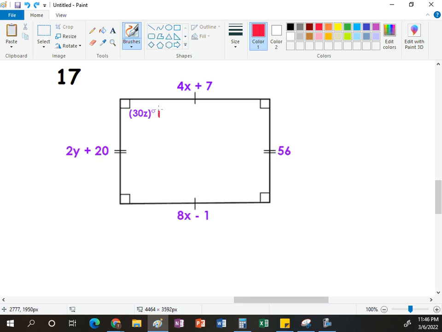The one that's a little bit trickier here is the 30z, but it's not really that hard. This is an angle in a rectangle. That means this 30z has to be equal to 90, because its shape shows a rectangle. You even see the 90-degree box in that corner. Just set it equal to 90 and solve for z.